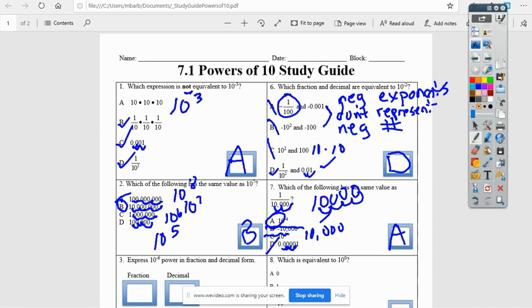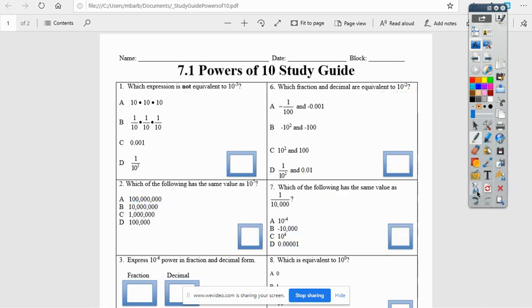All right, go ahead and pause while I clean the board here. Okay, moving to the next three.